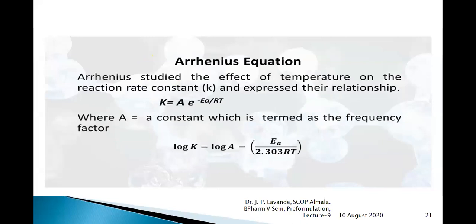Now, this is the equation which is said to be the Arrhenius equation, and the researcher Arrhenius studied the effect of temperature on the reaction rate constant K and expressed their relationship. So the reaction rate constant K is equal to A e to the power minus Ea divided by RT, where A is a constant termed the frequency factor. Therefore log K is equal to log A minus Ea divided by 2.303 RT, where T is the room temperature.